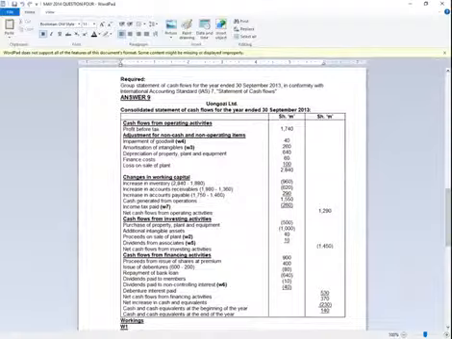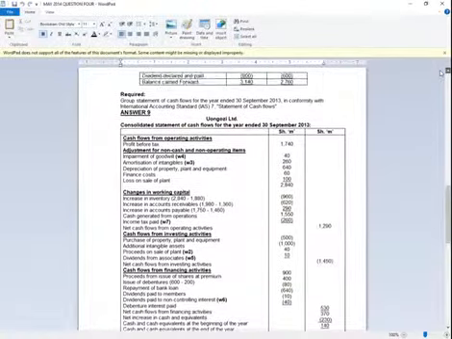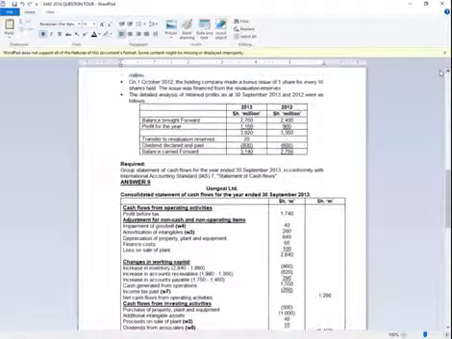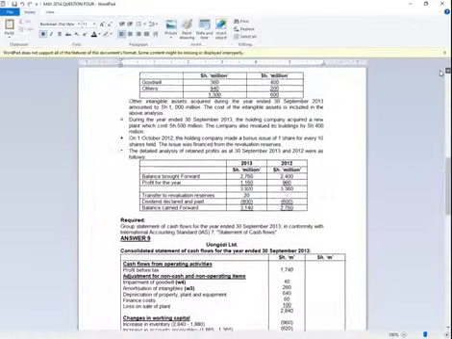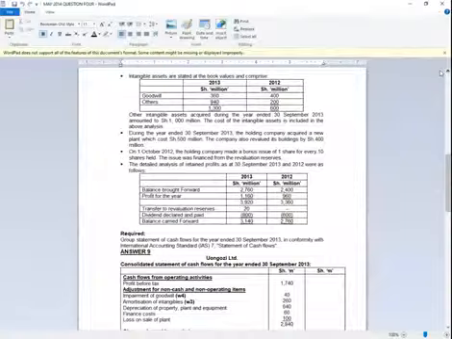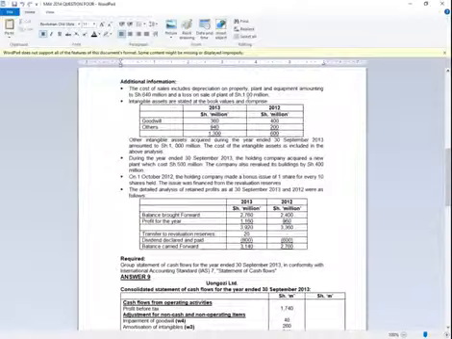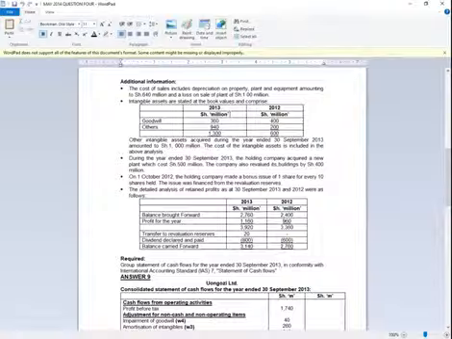It's here. Depreciation on the property, plant, and equipment of 640. Even the loss is given. Now we are looking at cash flow from investing activities.